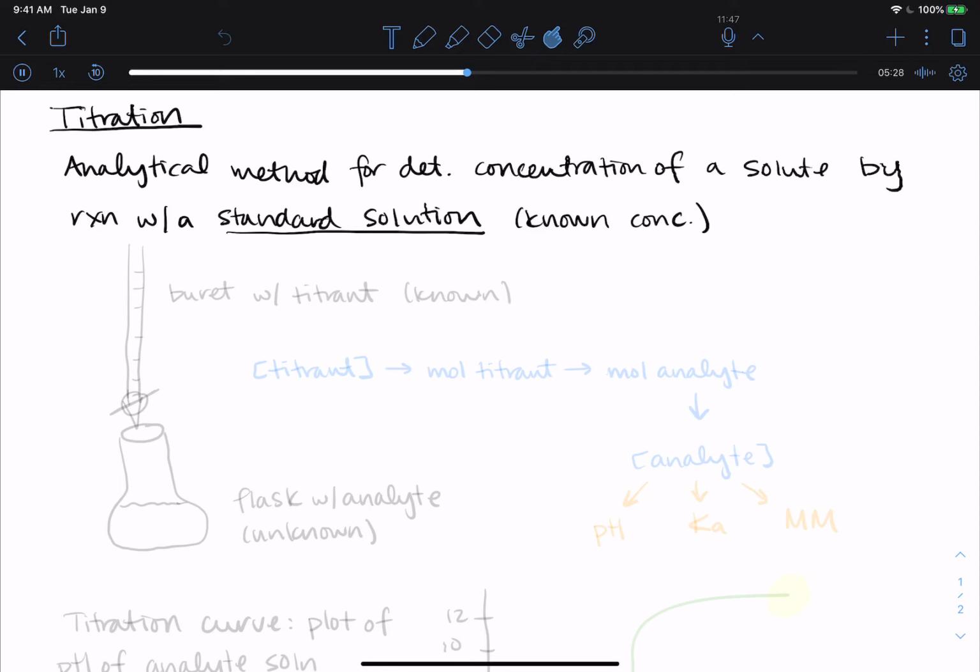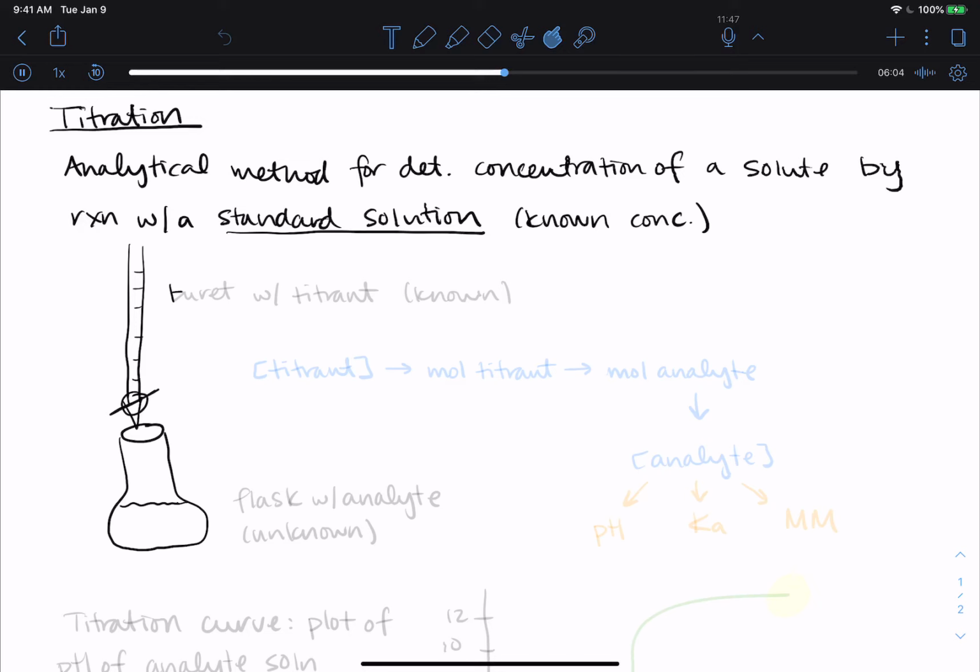You will have usually an Erlenmeyer flask, and it'll have some solution in it. You'll obviously have it on your stir plate with a stir bar. And then you'll have this other piece of glassware. It's this long, skinny thing with a tip, and then it has a little stopcock. It's just a little plastic turny thing that lets you adjust whether or not the solution is coming out of this long, skinny piece of glassware.